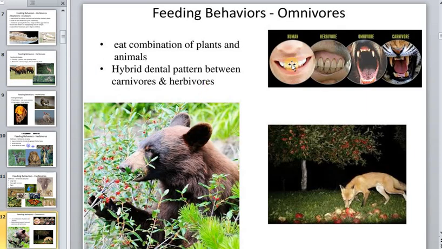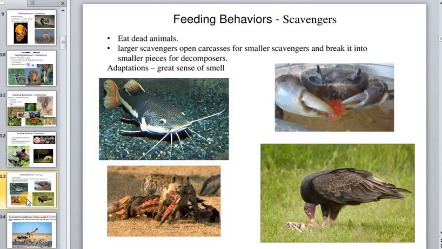You see this in humans too. Each combination of plants and animals meet. The dental pattern is between carnivores and herbivores, and here you see this without some canine teeth. And there are animals that eat carrion. Here we see this kind of animals. In any case, whether the animal is a herbivore or a plant eater, it is surrounded by other animals.